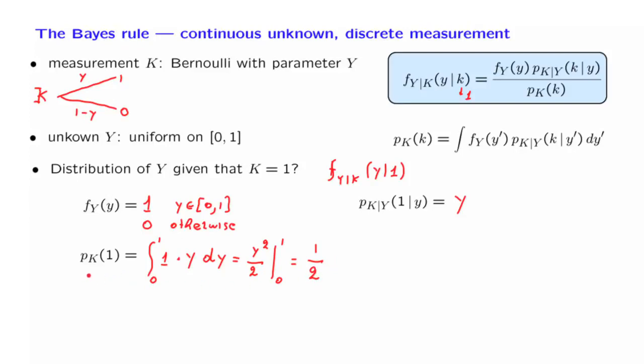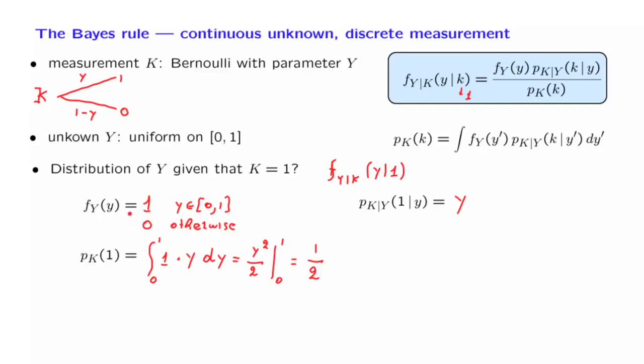So this is the unconditional probability that k is equal to 1. If we know nothing about y, by symmetry, higher biases are equally likely as lower biases, so we should expect that it's equally likely to give us a 1 as it is to give us a 0.